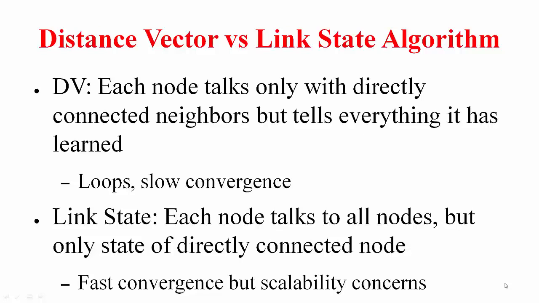Now that we have seen distance vector as well as link state, let's compare them both. In distance vector, each node talks only with its directly connected neighbors, but it tells everything it has learned. The problems we saw there are the formation of loops, the count to infinity problem, and the fact that distance vector suffers from slow convergence. On the contrary, in link state algorithm, each node talks to all the nodes but only states information about directly connected nodes. This, because you have global information, has very fast convergence, but it has scalability issues, which to some extent are handled via areas.